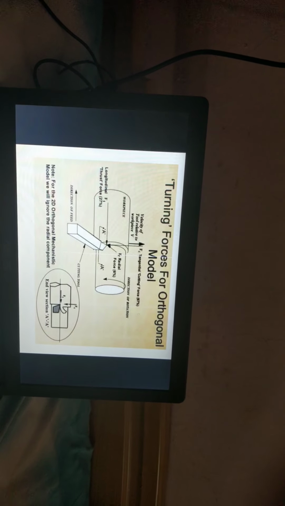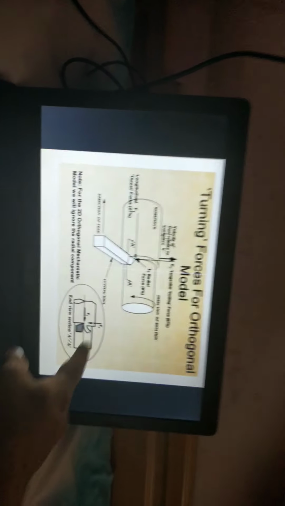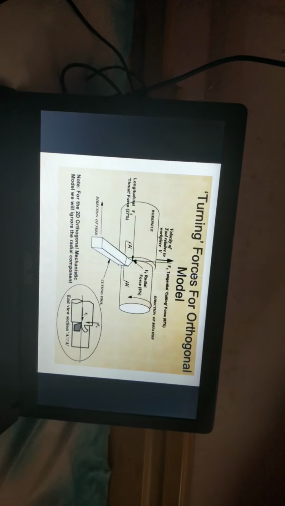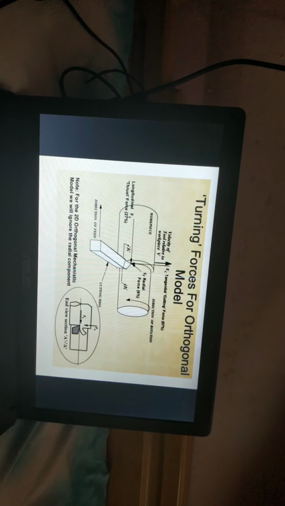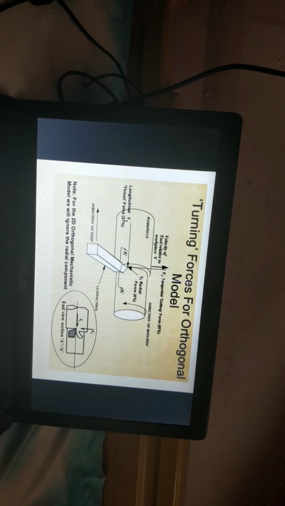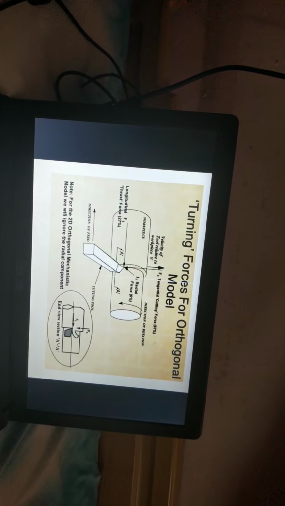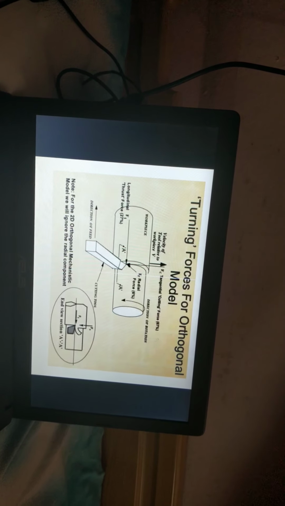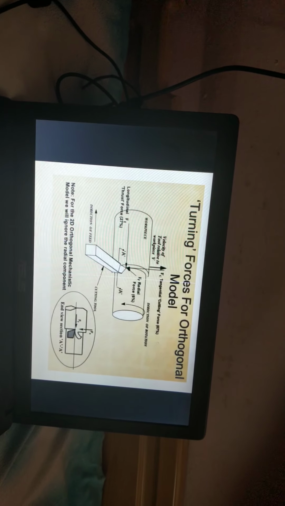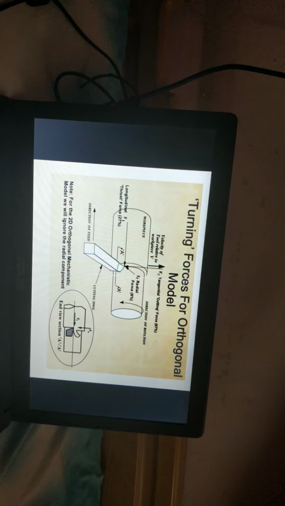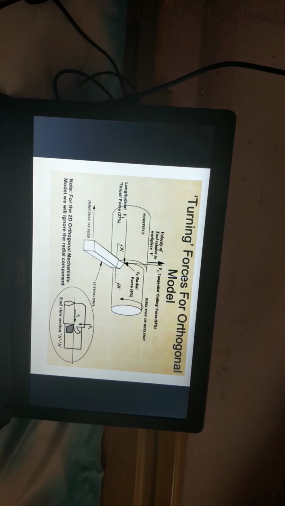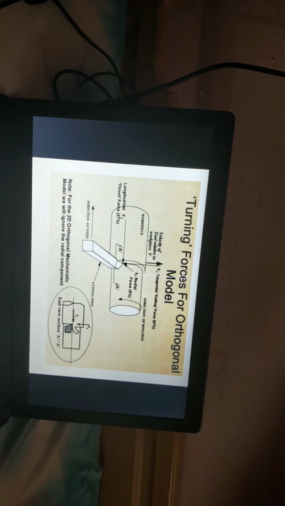Now, for the turning process, the forces of orthogonal metal cutting are shown: the velocity of the tool relative to the workpiece, the tangential force, longitudinal force, and radial force. These are the forces we have shown.